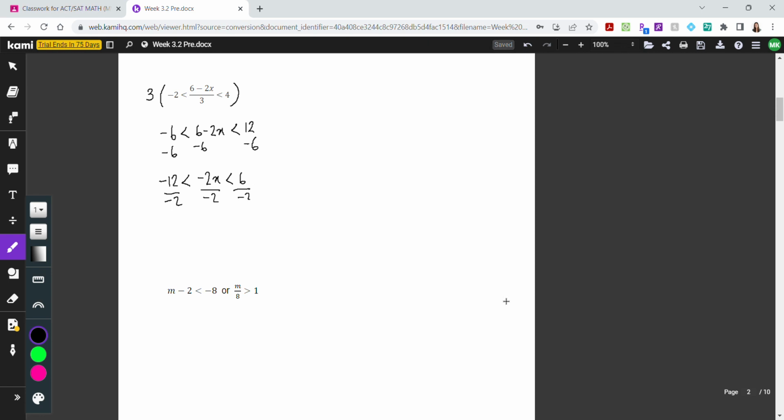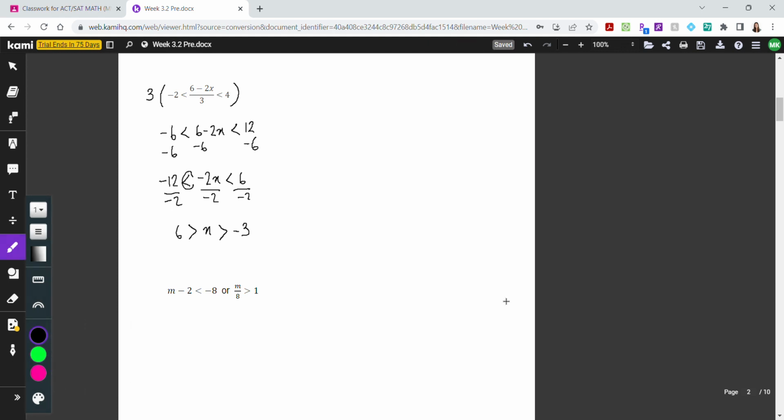Because we want to isolate x, we've got to divide everything by negative 2. Now, because we are dividing everything by a negative number, we are going to flip all of the signs. So as you can see, now it's going to be 6 is greater than x is greater than negative 3. See how the signs have switched?